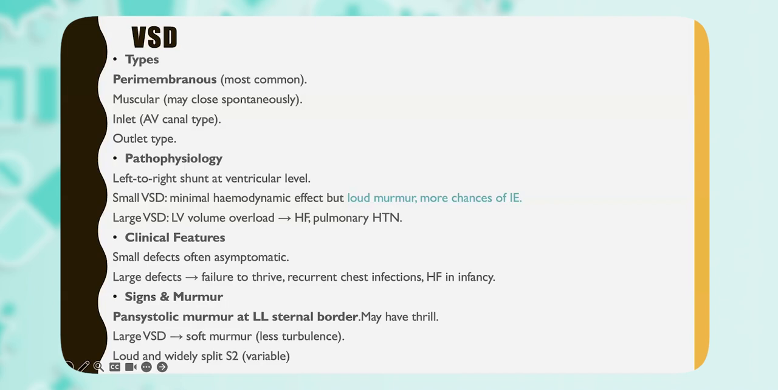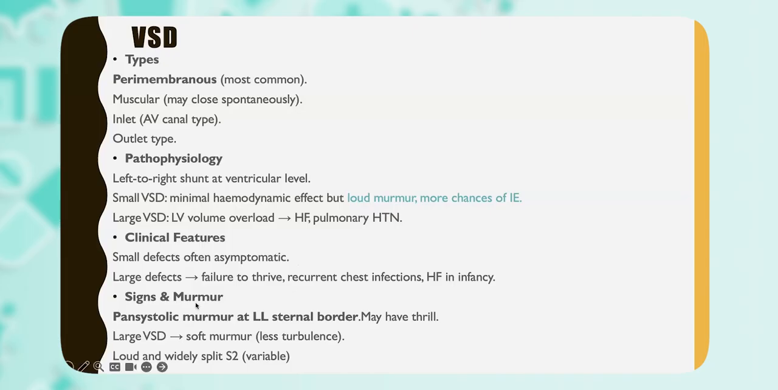The large VSDs, right? In infancy only, it will cause heart failure because of LV failure, RV failure, a lot of blood in there, and pulmonary hypertension due to a lot of flow into the pulmonary tree. Clinical features: small defects or small VSDs can be asymptomatic. Large defects present with failure to thrive, recurrent chest infections, and heart failure in infancy.